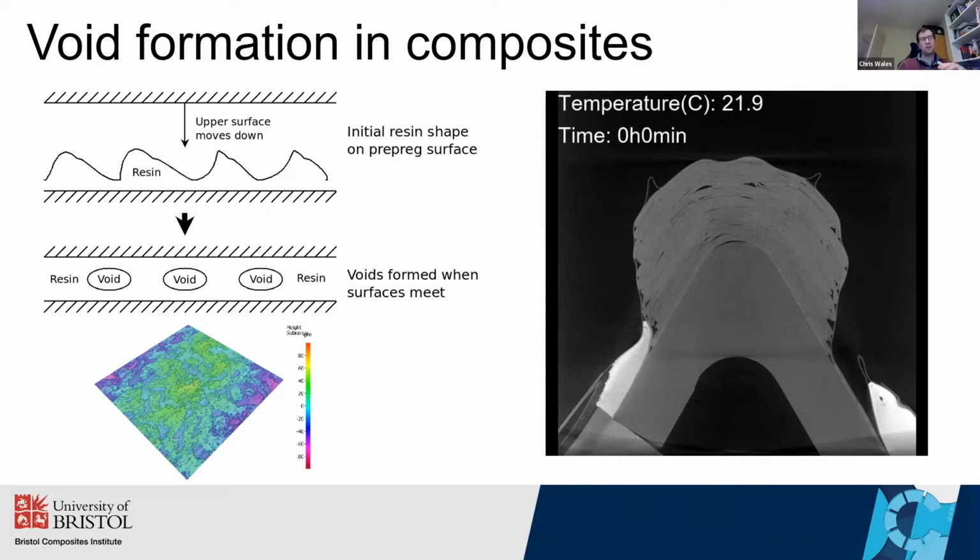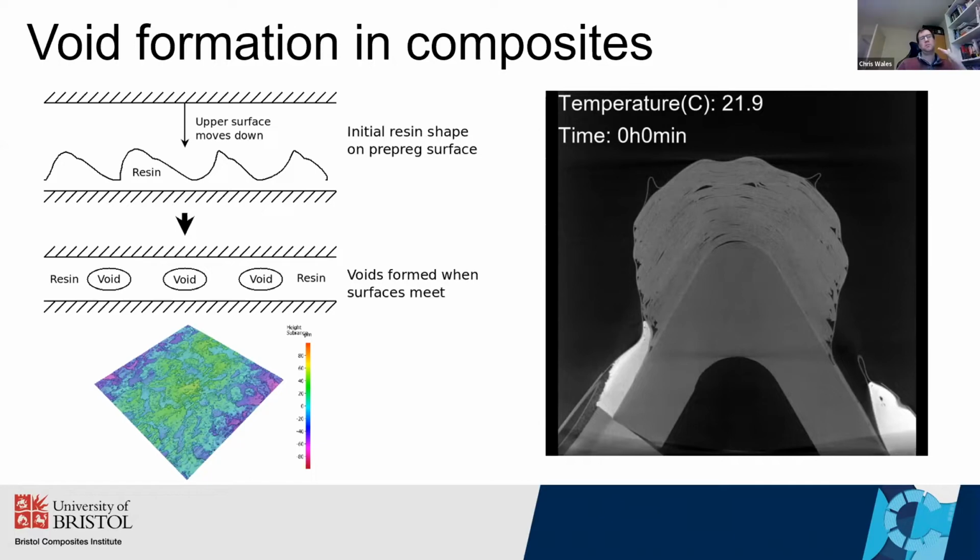Typically you form the composites by stacking up layers of prepreg. The surface of these layers of prepreg isn't smooth, as we can see from a surface scan in the bottom left. And so as you stack these up, you get regions of air trapped between the layers.